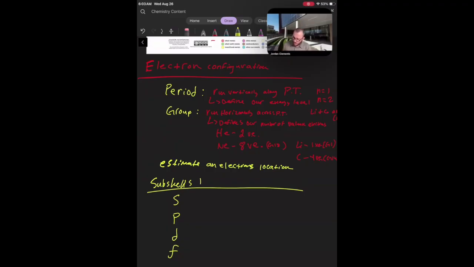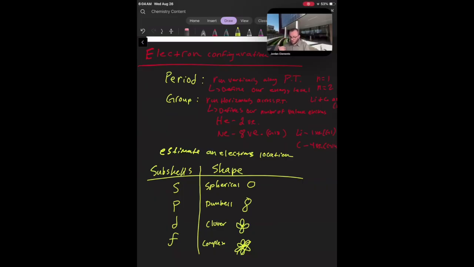So an S subshell is going to have a spherical shape. A P is going to have a dumbbell shape. A D is going to have a clover shape. It's going to be 2 overlapping dumbbells. F is going to be a little complex. It's going to be overlapping dumbbells. And F is pretty unique.